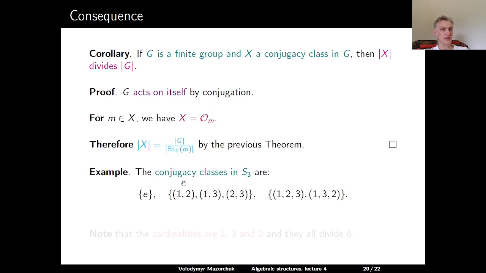So for example, if you look at S3, in S3 we have 3 conjugacy classes: the identity, the conjugacy class consisting of 3 transpositions, and the conjugacy class consisting of 2 3-cycles. So the cardinalities are 1, 3, and 2, and they all divide 6.